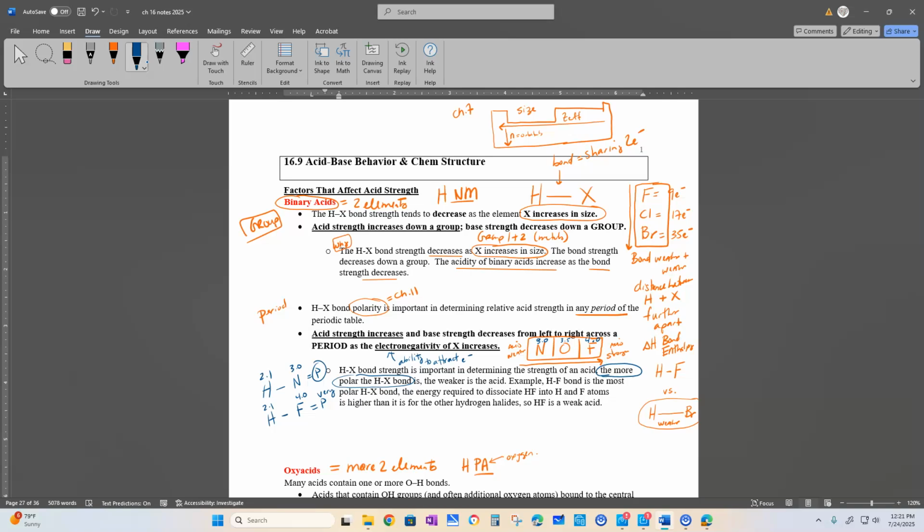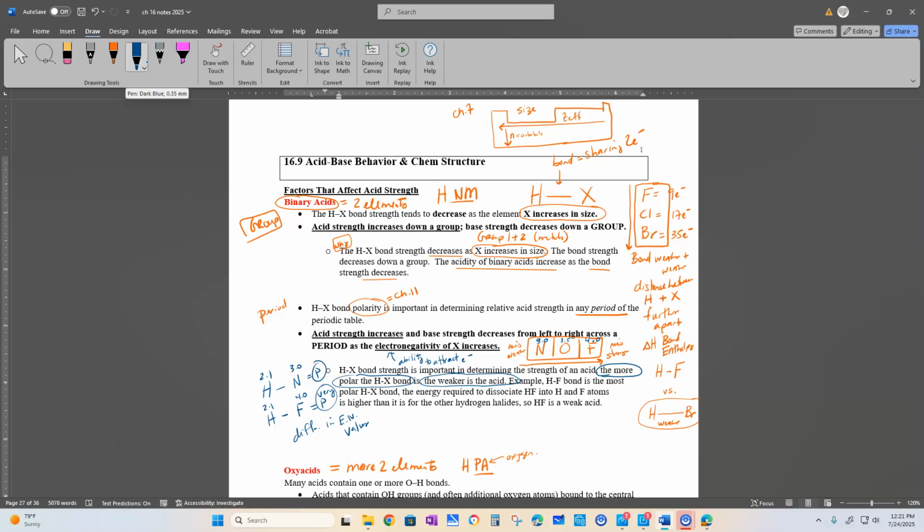How do you figure out if something's more polar than another? It's the difference in electronegativity values. The greater the difference, the more polar it is. So the more polar the HF bond is, the weaker the acid is. For example, the HF bond is the most polar bond, so the energy required to dissociate HF into H and F is higher than that of any other halogen.